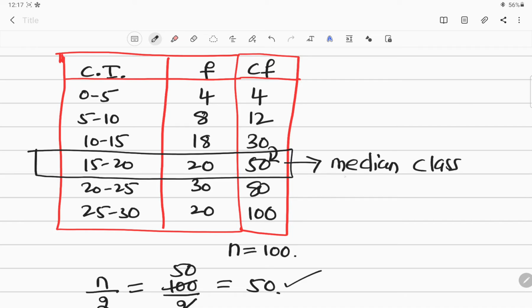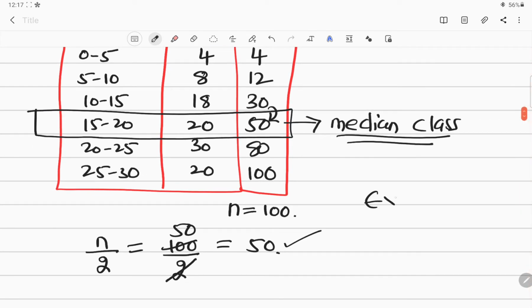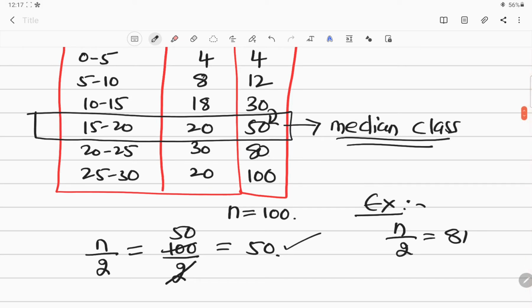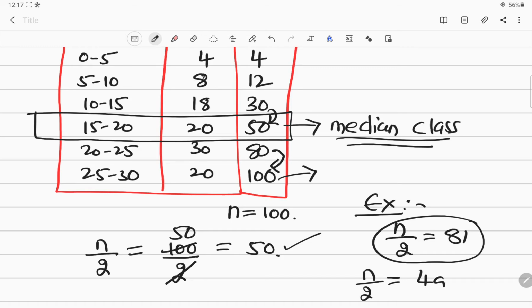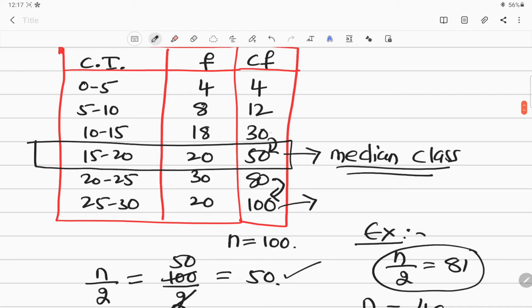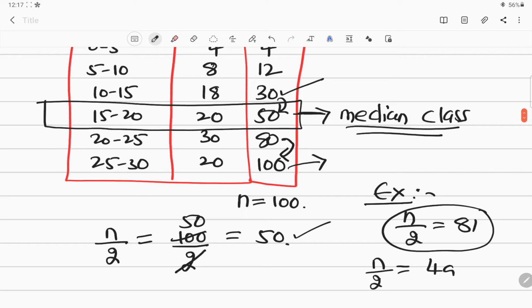One more time I'm telling you, for example, if I got n by 2 equal to 81, where would 81 come? 80 is here. After this, 81, 82 up to 100 will come, no? So at that time this would have become the median class if n by 2 is 81. One more example I'm giving you. Let us take n by 2 equal to 49. Where would 49 come? After 30, from 30 up to 50 everything comes here, so 49 also comes in this. So at that time this class would have become the median class. I hope you are understanding.